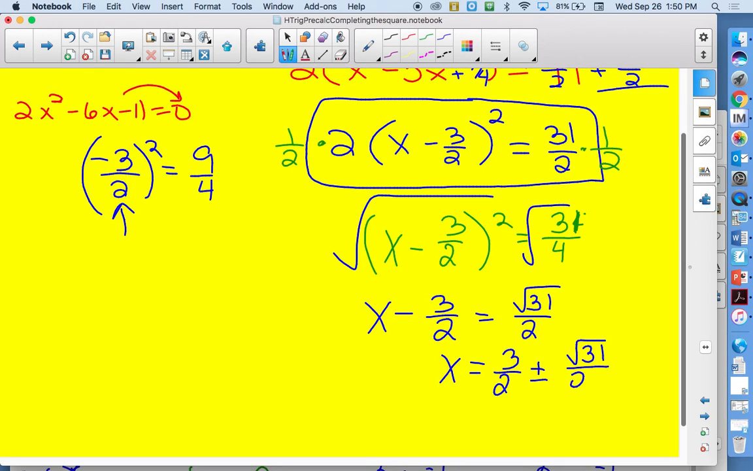is 3/2 plus or minus the square root of 31 over 2. Now, this is probably a problem that you'd want to use the quadratic formula for because it has those evil fractions in it. But it's still pretty easy to simplify this square root. It's just a little rough to work with all the fractions. Questions?